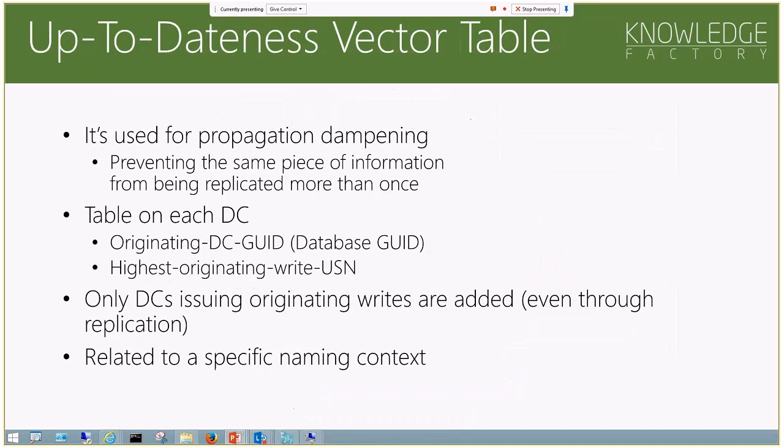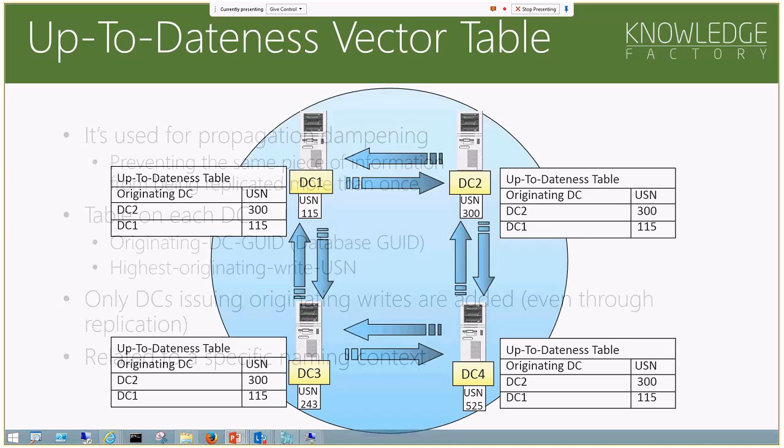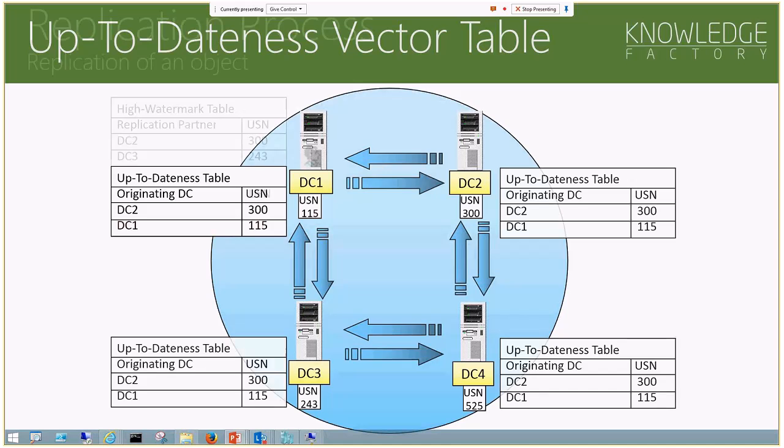Up-to-dateness vector. It uses propagation dampening, which prevents the same piece of information from being replicated more than once. It's a table on each DC: originating DC GUID, highest originating write USN. Only DCs issuing originating writes are added, related to a specific naming context. And it looks pretty much the same. So how would it look in real life?